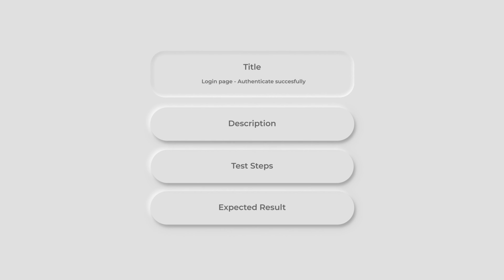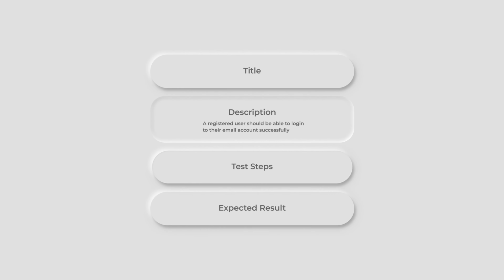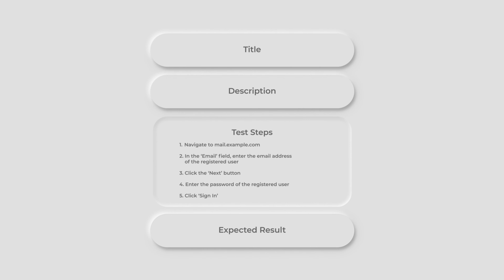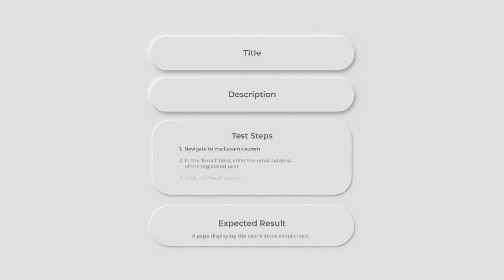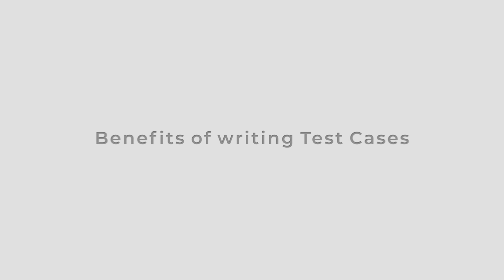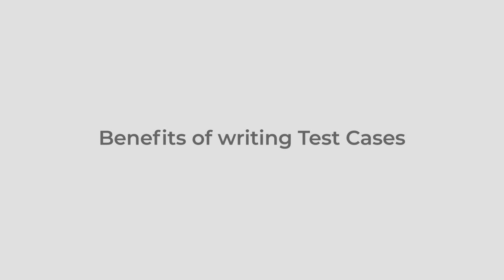Here's an example of a test case featuring these 4 elements: a clear title, a description outlining what's being tested, including preconditions and assumptions, easy-to-follow test steps, and finally, the expected result. A good test case is reusable and can provide long-term value to the software testing team. So it's worth taking the time to create one that covers all 4 elements. Okay, now we know how to write a test case. Let's have a look at the benefits.